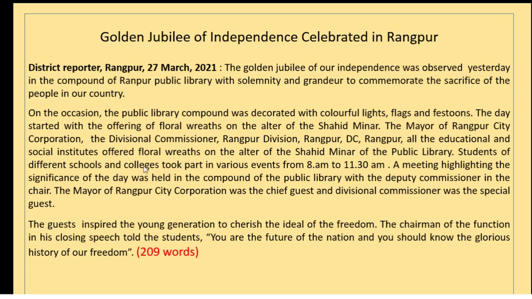Students of different schools and colleges took part in various events from 8 a.m. to 11:30 a.m. A meeting highlighting the significance of the day was held in the compound of the public library with the Deputy Commissioner in the chair. The Mayor of Rangpur City Corporation was the chief guest and the Divisional Commissioner was the special guest. The guests inspired the young generation to cherish the ideal of freedom. The chairman of the function, in his closing speech, told the students, "You are the future of the nation and you should know the glorious history of our freedom."